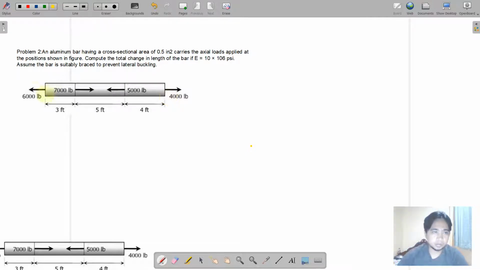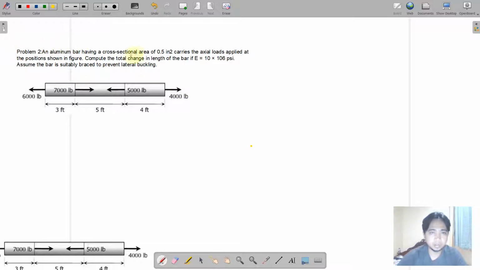Okay, as we notice here, we have a 6,000 leftwards force and another leftwards of 5,000. So all in all, we have 11,000 going to the left to be resisted by 7,000 and 4,000 going to the right. So in short, this bar is not subjected to any movement or any acceleration because it satisfies the axiom of mechanics in terms of equilibrium.